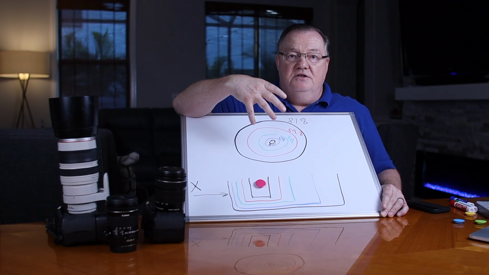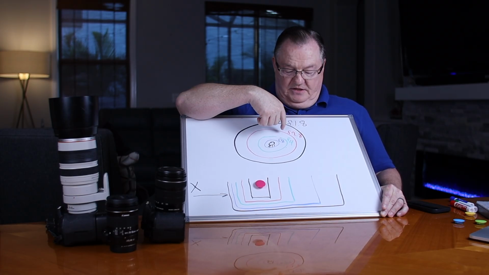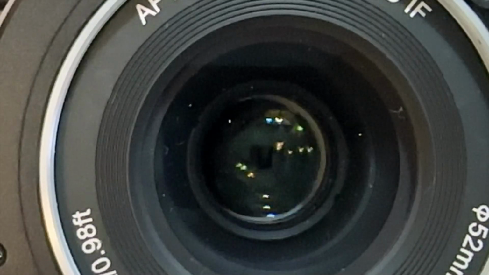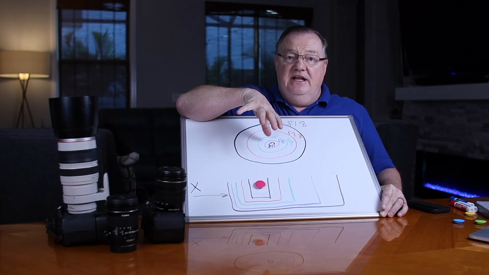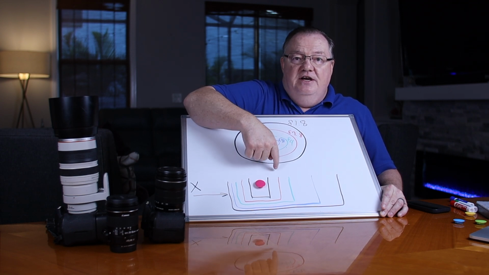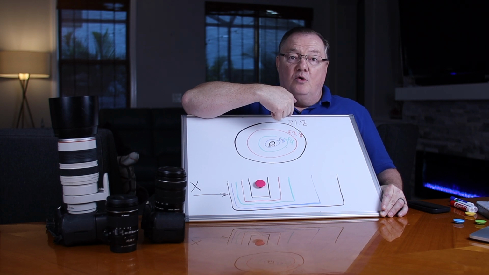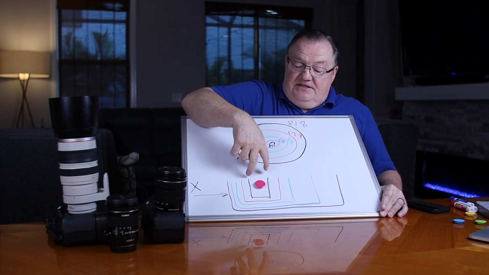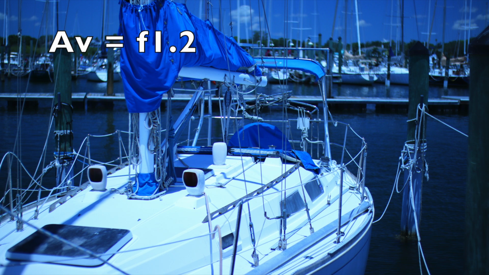But if you do what's called stop down, the next ring in is f2.8, which is still a very fast lens. That gives you a little more focal range than the f1.8. However, this still is very, very shallow, okay?